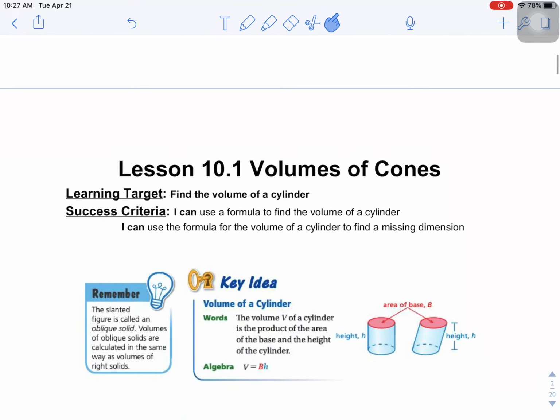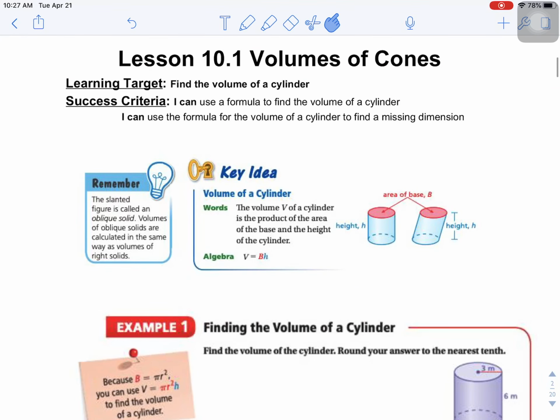Alright, so today we are going to be looking at volumes of cylinders actually. Not cones, that's a lie. Our goal today is to be able to find the volume of a cylinder using the formula, and using the formula for volume to find other missing dimensions like the height or radius.